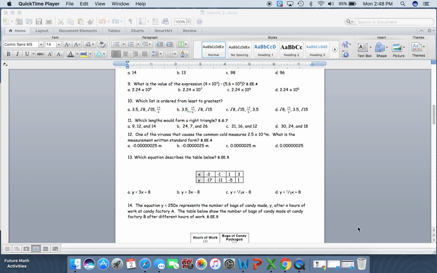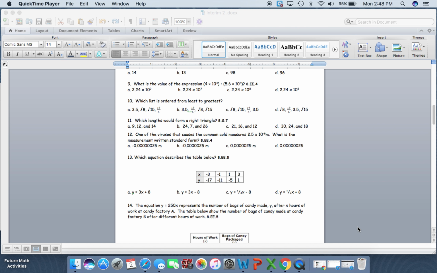Number 11. Which lengths would form a right triangle? A. 9, 12, and 14. B. 24, 7, and 26. C. 21, 16, and 12. D. 30, 24, and 18.